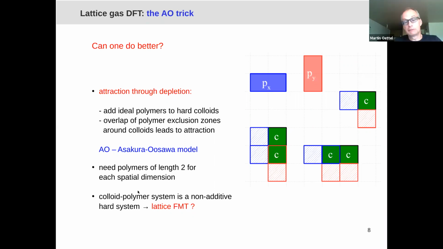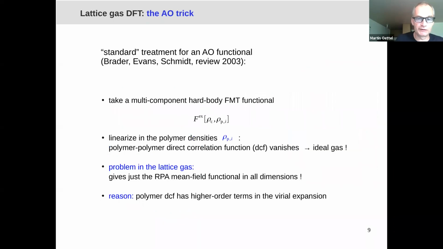And then, well, you have to come up with a functional for this colloid-polymer system. And this is actually a very particular system. It's a non-additive hard system. There are no attractions anymore, but it's non-additive since the polymers don't interact with each other, but they interact hard with the colloids themselves. So in principle, you have shifted the complexity to this. There is a standard treatment for such AO models out. I would call this standard by now, and it's beautifully laid out in this review article by Joe, Bob, and Matthias in 2003.